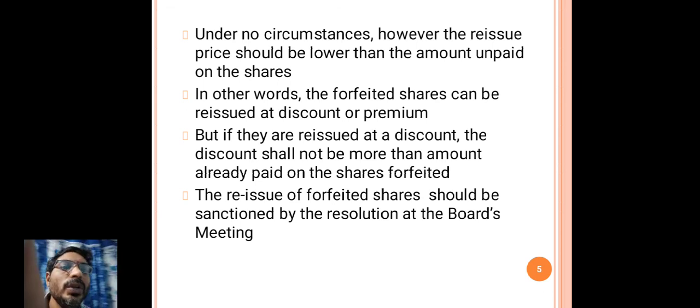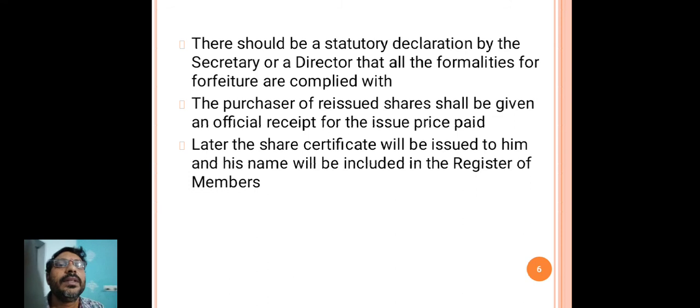The reissue of forfeited shares should be sanctioned by a resolution at the board meeting, and there should be a statutory declaration by the secretary or a director that all formalities for forfeiture are complied with. The purchaser of reissued shares shall be given an official receipt for the issue price paid.